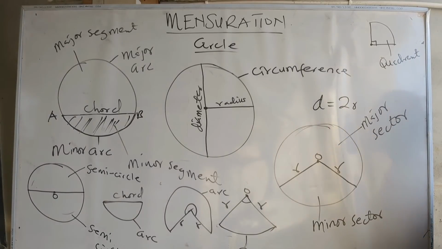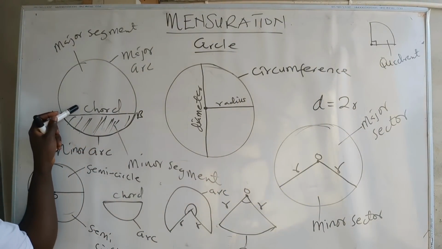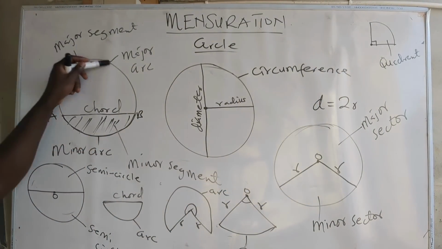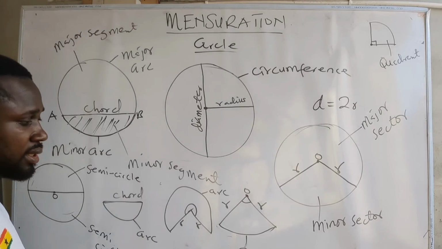So a quadrant is a quarter of a circle. Half of a circle is a semicircle. And a line from one end of the circumference of the circle to the other is a chord. The distance around a circle is called what? Circumference. And note, the circumference of a circle is also known as the perimeter of a circle.